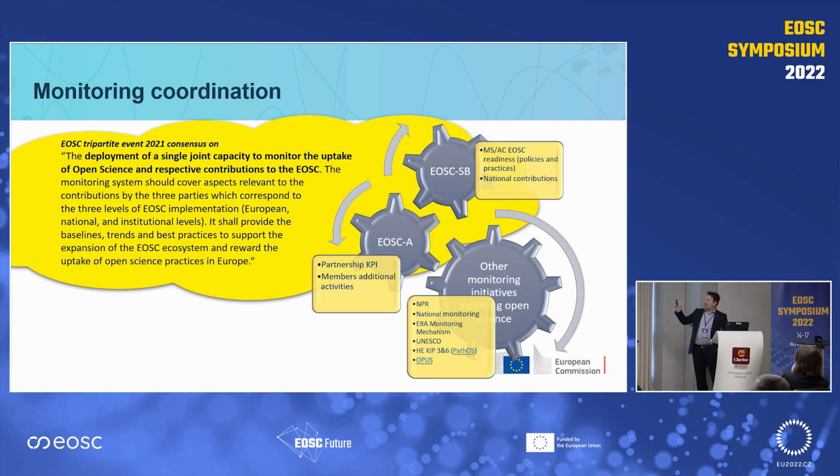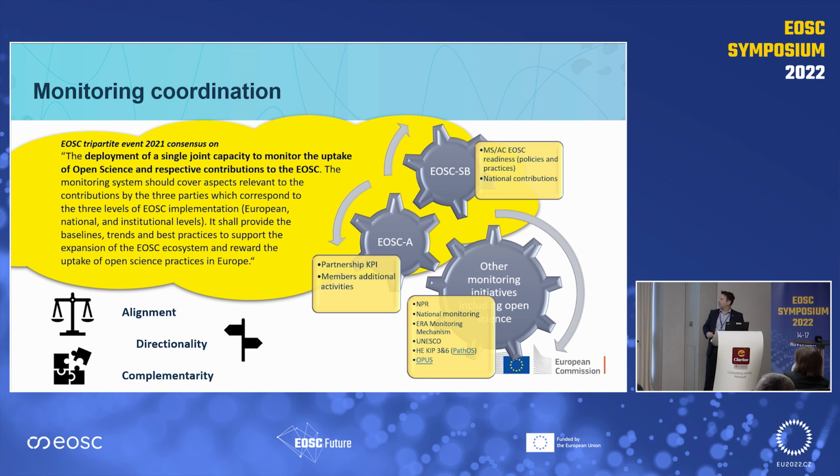Scaling up. So we have agreed in the tripartite to ensure the alignment, the directionality, and the complementarity. There it is. Among the three parties, the European Commission, the member states, and the EOSC Association. Coming together in this tripartite collaboration is a very strong push for the practical steps that need to be taken towards open science. So the deployment of a single joint capacity, it's a strategy for coordinating, and this we have worked on. The catalog of best practice that has been mentioned several times now, and I'll come back to that, is actually part of this.